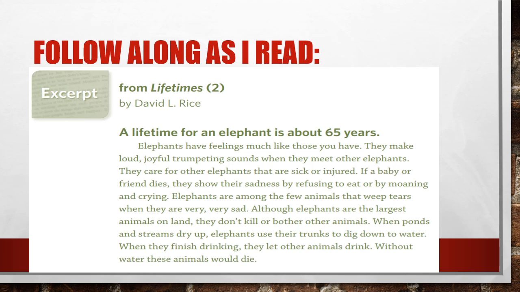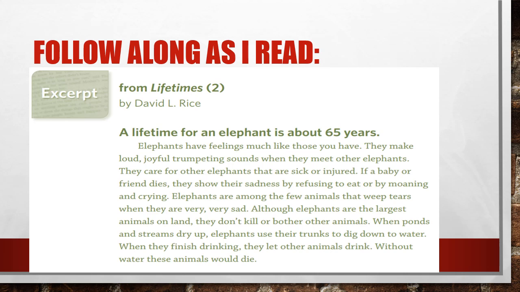From Lifetimes by David L. Rice. A lifetime for an elephant is about 65 years. Elephants have feelings much like those you have. They make loud, joyful, trumpeting sounds when they meet other elephants. They care for other elephants that are sick or injured. If a baby or friend dies, they show their sadness by refusing to eat or by moaning and crying.